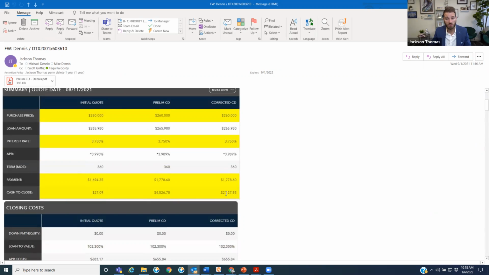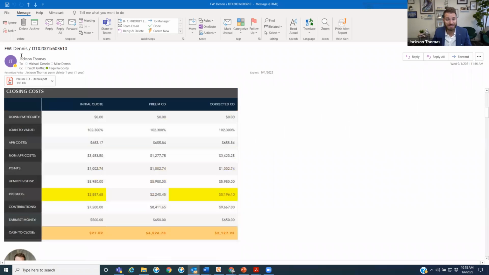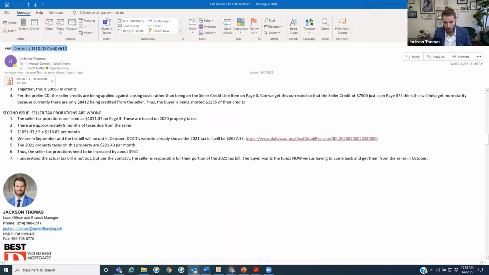If we got it down to 2,100, that still worked. We could get the loan to work. They only had about, I think, $3,000 in their mint. So I'm going to save this, but this gives you an example of things to look for if the cash to close looks off when you're certifying the CD. It could be due to homeowners insurance. It could be due to seller tax prorations. And so the dentist file is a good one to look at, and I'll save this email.